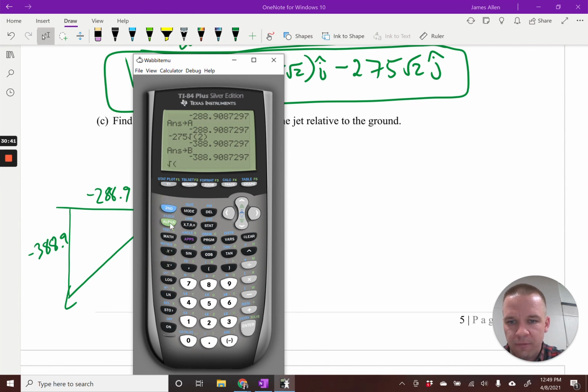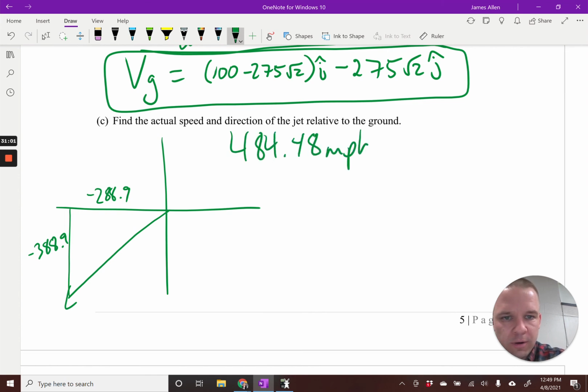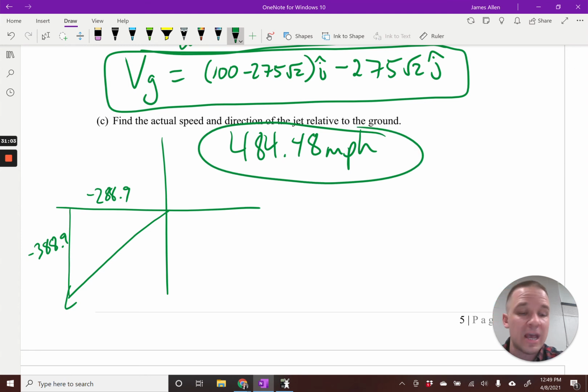Boom. And then I can go alpha. Oh, this is so cool. A squared. Boom. B squared. Close it. Boom. 484.48 miles per hour. That's my actual speed.